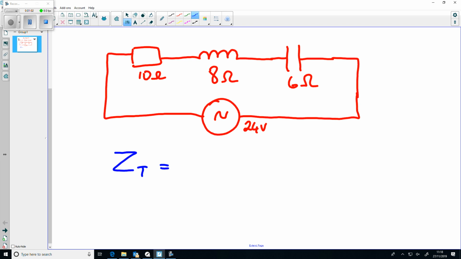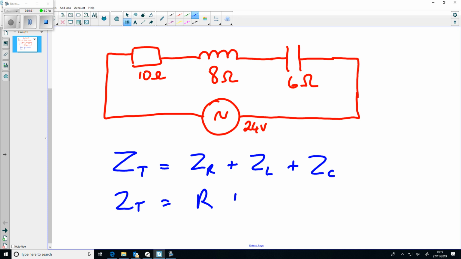Add. So we have ZR plus ZL plus ZC. ZR, in terms of the circuit, is equal to R. The ZL is equal to XL.